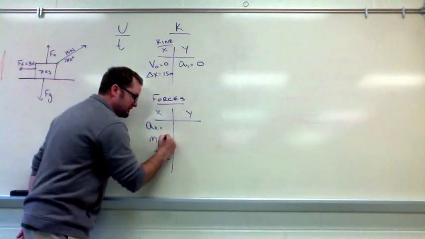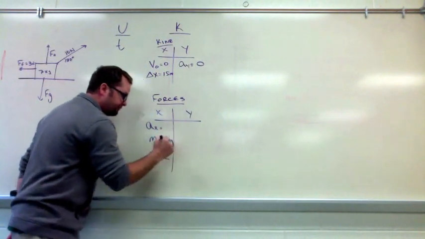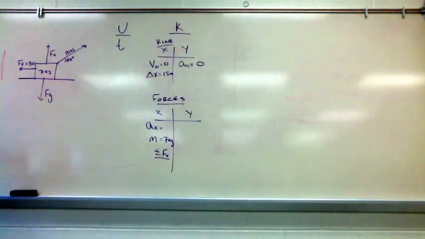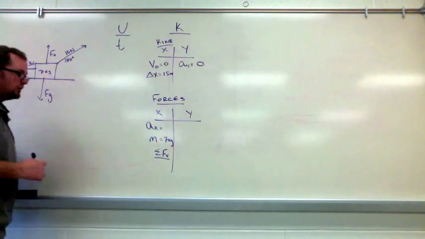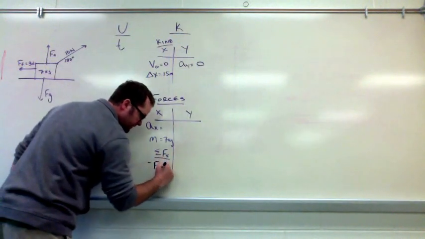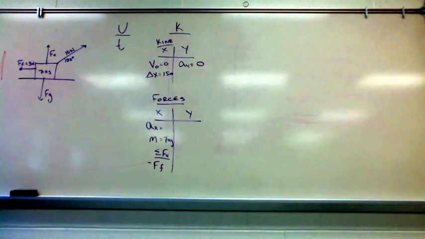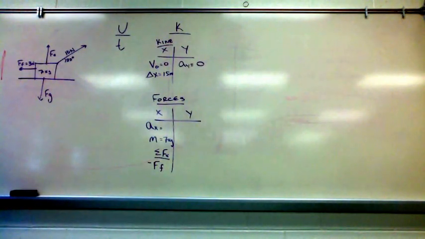Now, in order to fill this in, we don't know what the acceleration in the X is. That's cool, but the mass, that was 7 kilograms. And then it says the sum of all of the forces in the X. I have one. I'm going to pick the easy one. That's the negative force of friction. Are there any other forces in the X? Paula?